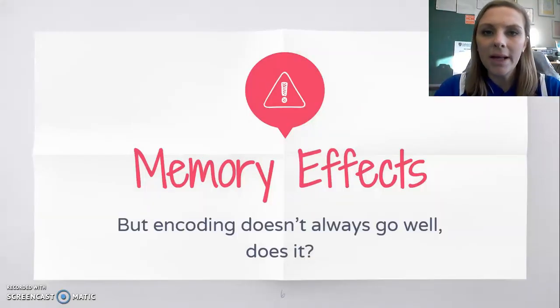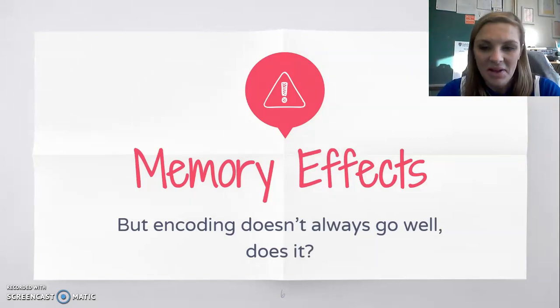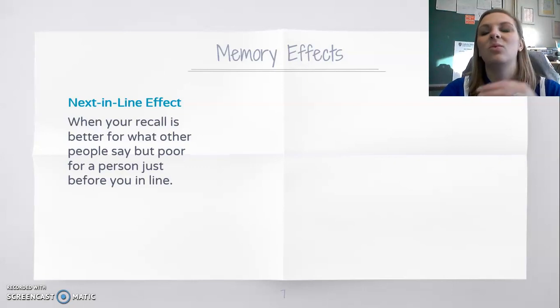So encoding isn't always perfect. Sometimes it doesn't go well. So what are some of the effects? Well, one of the effects is the next in line effect.